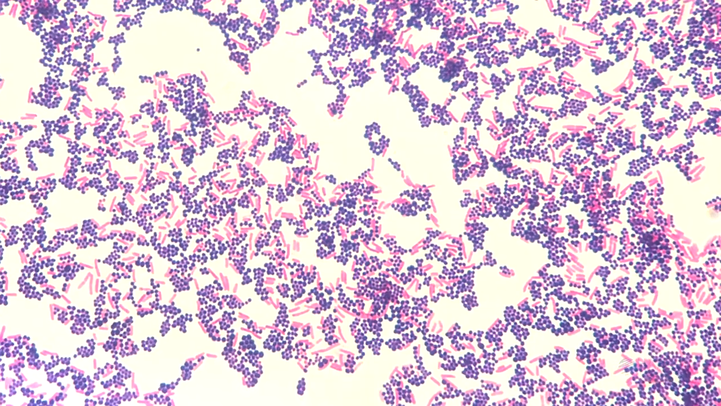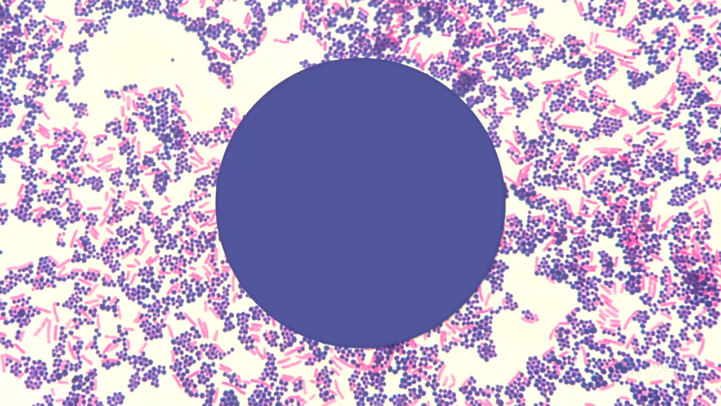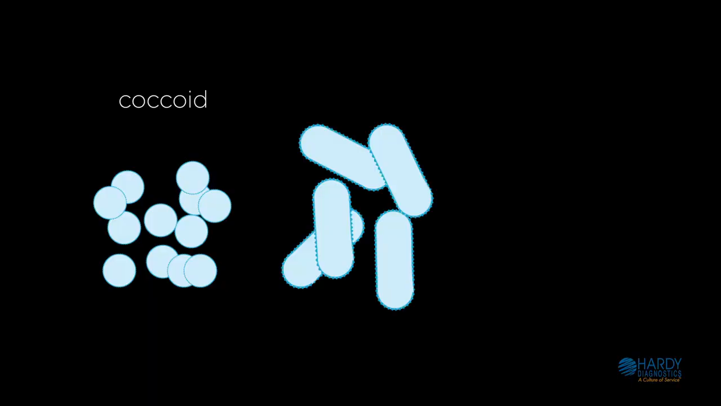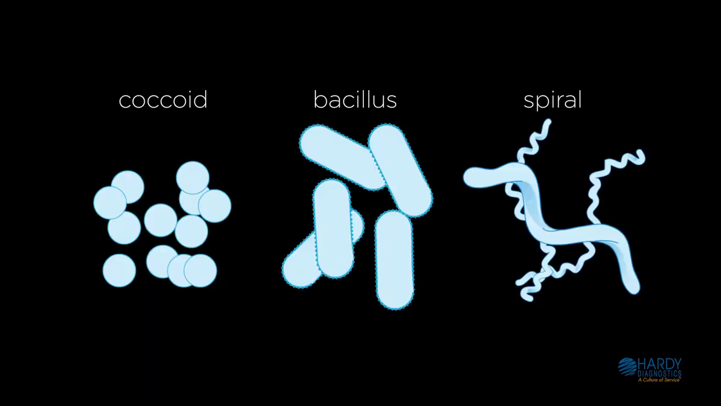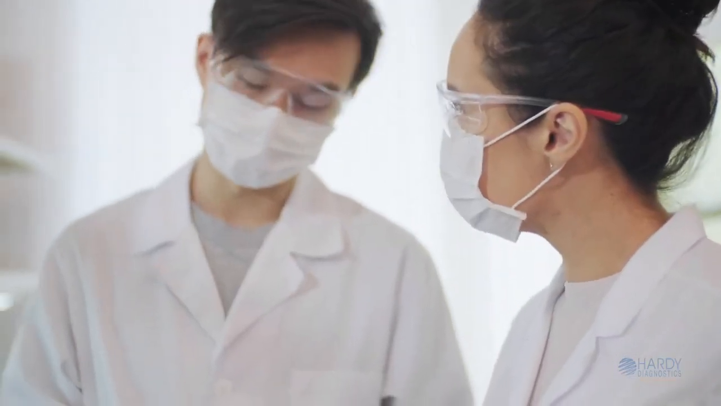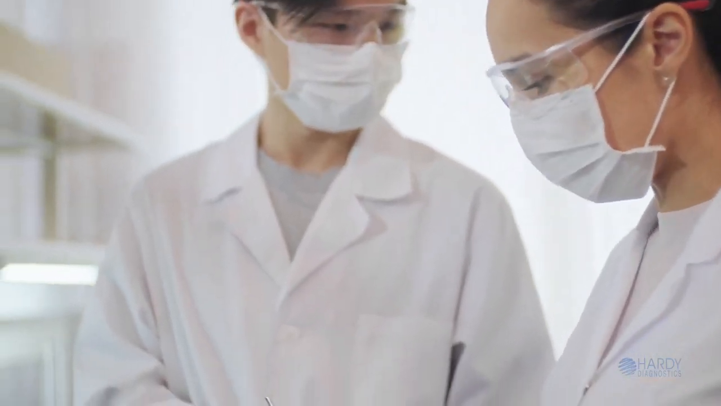The Gram stain provides two important features: the Gram reaction, or color of the cell, and the cell morphology, the shape of the cell. Bacterial cells can be spherical, rod, or corkscrew in shape, and nearly all clinically significant bacteria can be differentiated into these three groups. Knowing which type is causing an infection is critical to patient care.